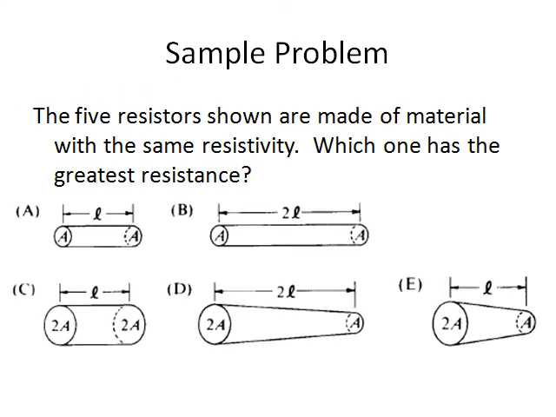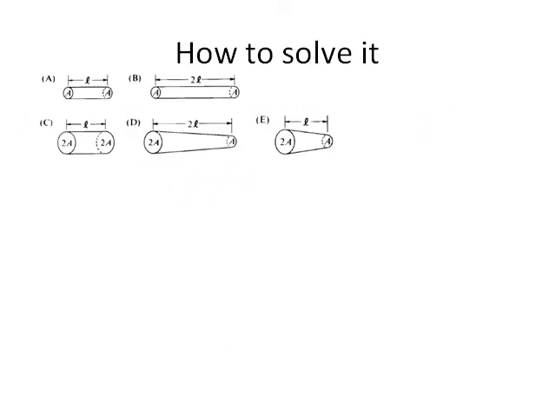So here's the sample problem we walked through in class. The 5 resistors shown are made of material with the same resistivity. Which one has the greatest resistance? Okay, so here's how we solve it. These are my 5 answer choices, and this is the equation we're going to work with. Now, they're all made out of the same material, so the resistivity is the same. So I can ignore that part.